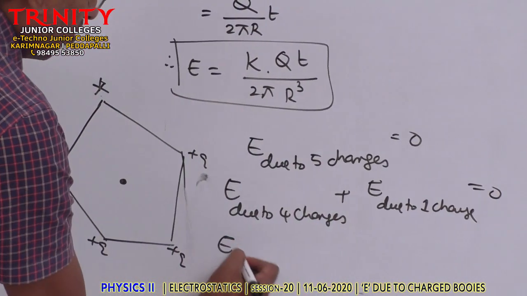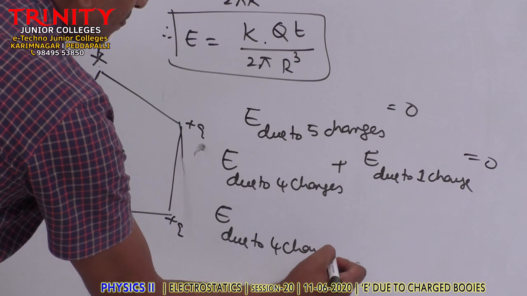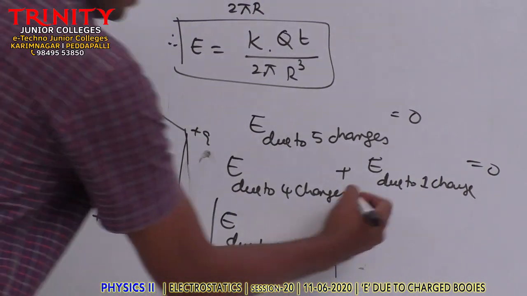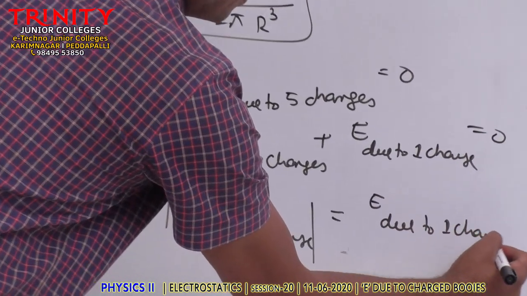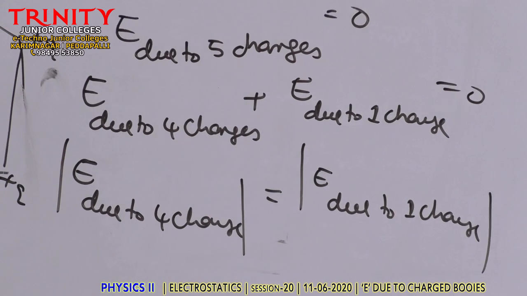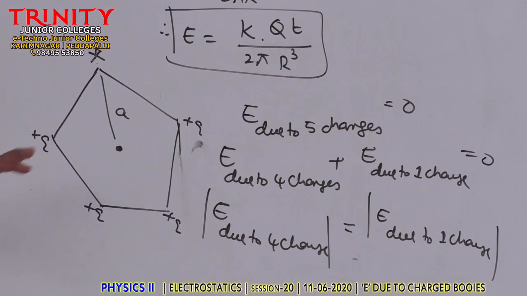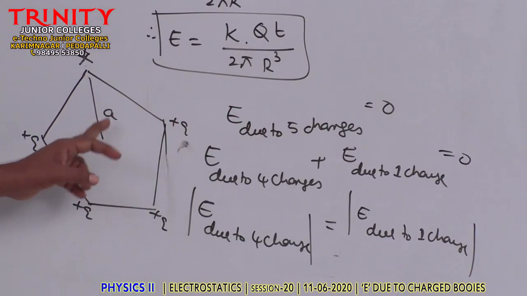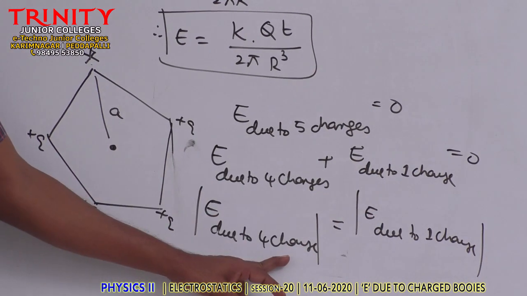Therefore, E due to 4 charges in magnitude, forget about the direction, in magnitude it is nothing but E due to 1 charge. And what is the distance here? It is A. So therefore the question is what? E due to the 4 charges, not about the 5 charges. So if you find E due to 1 charge, that is exactly the same as finding E due to 4 charges.